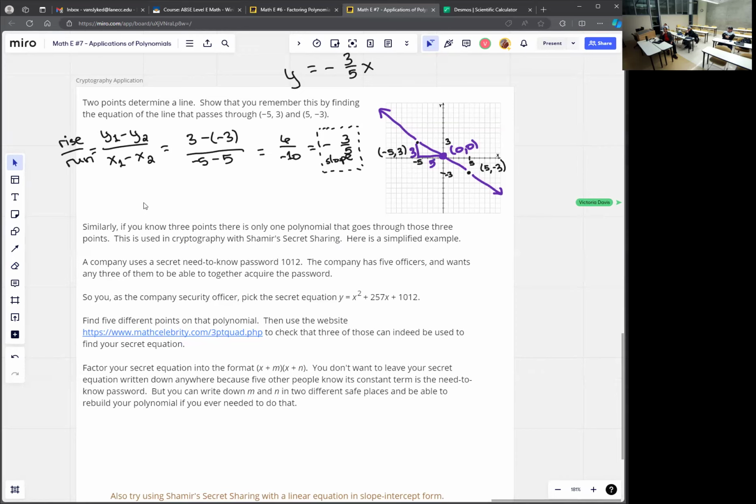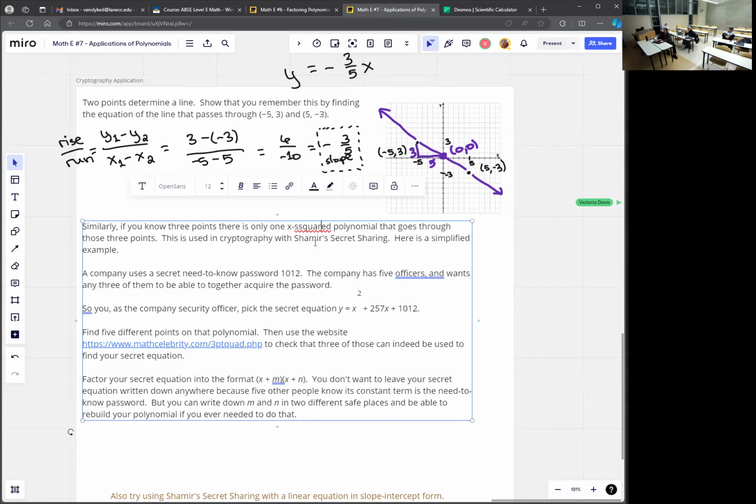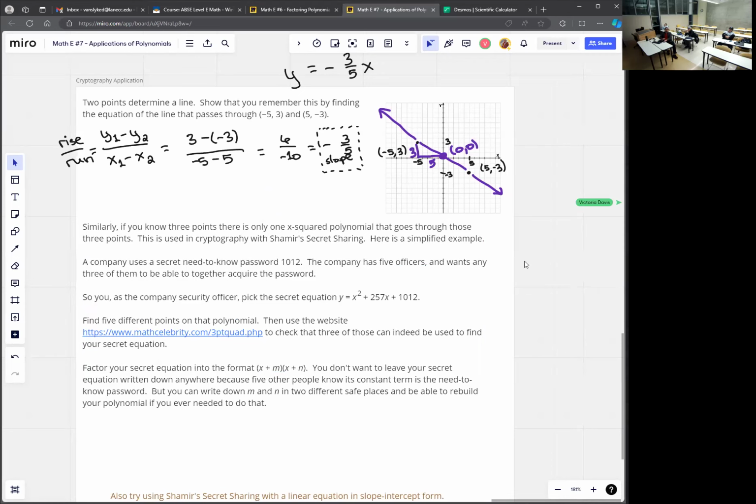So trust me that similarly, if there are 3 points, then there's only one x squared polynomial that goes through them. So instead of a plain x polynomial for lines, you need an x squared polynomial for 3 points, and there'd be only one that goes through those 3 points.